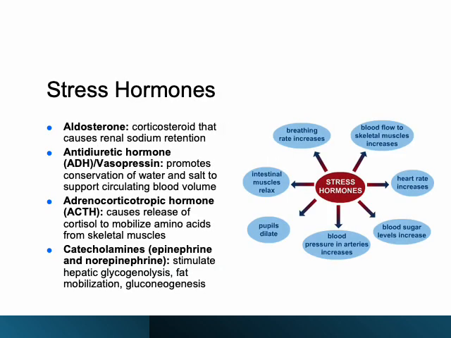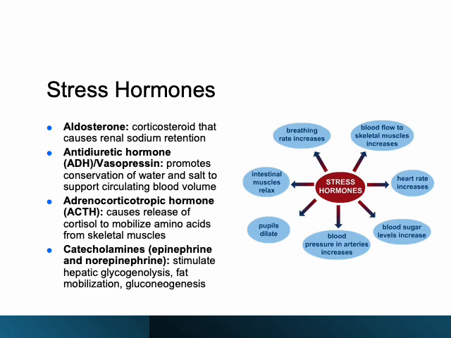There are several stress hormones to think about, aldosterone being the first one. This is a corticosteroid that causes renal sodium retention, helps to regulate blood pressure as part of the RAS. The antidiuretic hormone, also known as vasopressin, it's all in the name. It's antidiuretic, not allowing water to exit, by promoting the conservation of water and salt to support circulating blood volume.